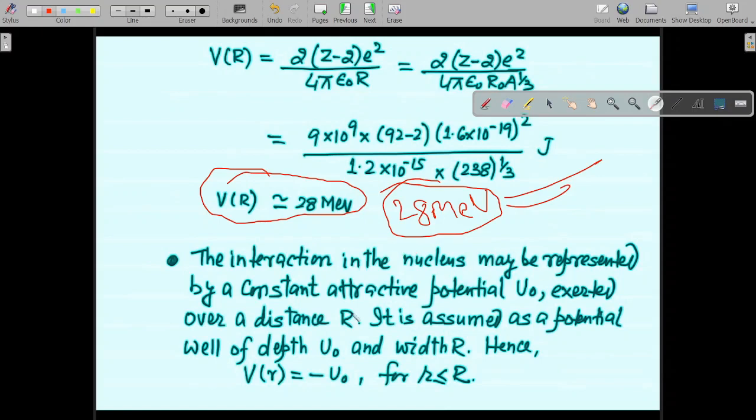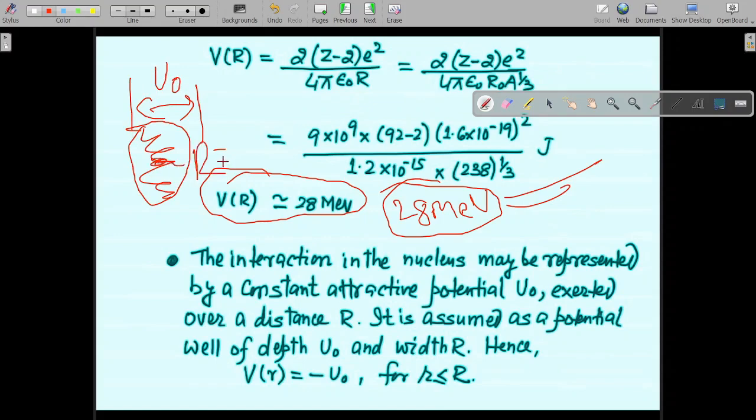So the interaction in the nucleus may be represented by a constant attractive potential U naught exerted over distance capital R. So capital R is the radius of the nucleus, and inside this nucleus there is a constant potential U naught, from here up to here, over the distance capital R. It is assumed as a potential well of depth U naught and width R. Okay, so the width we can also take as 2R.